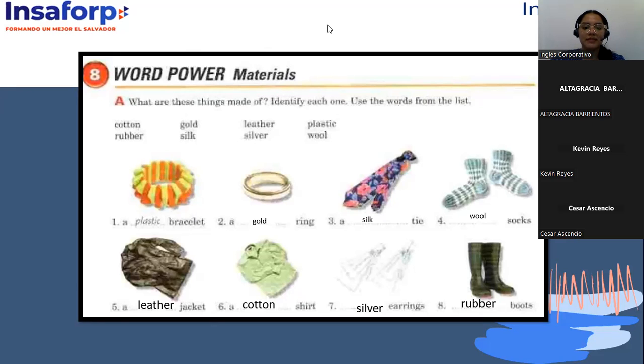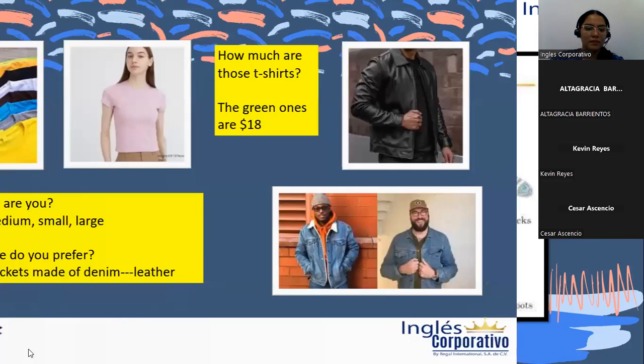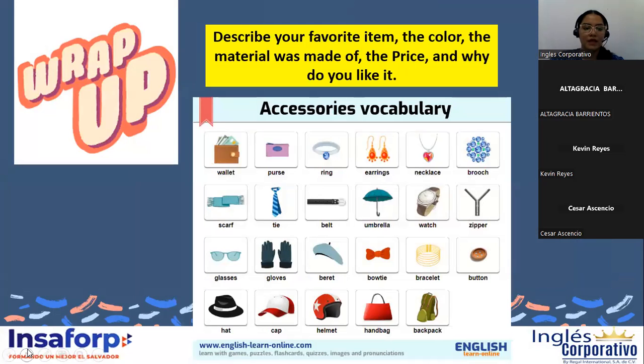All right, I want you to please use your creativity. For example, I have a plastic bracelet, or I have gold earrings, and those are my favorites because my mom has ones like that, for example. Let me see. What else do I ask for? The price.